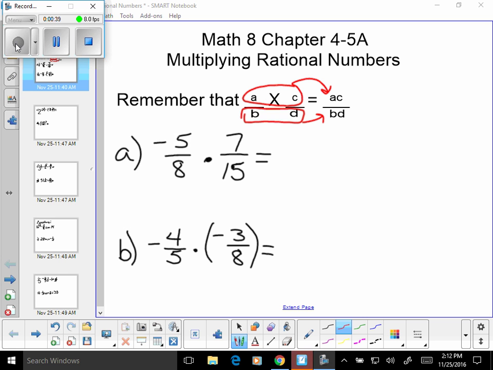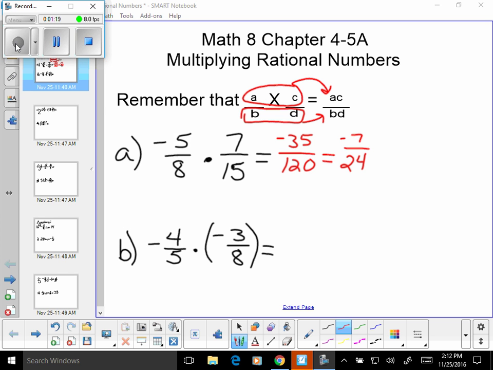If we look at example A, we are going to take negative 5 times 7, which is negative 35, and then 8 times 15, which is 120. Now, answers always have to be left in lowest terms, so at this point we have a bit of a reducing problem to do. We know that 35 ends in a 5 and 120 ends in a 0, so that means I can divide both of them by 5. I will get negative 7 over 24. And at this point, we are in lowest terms.